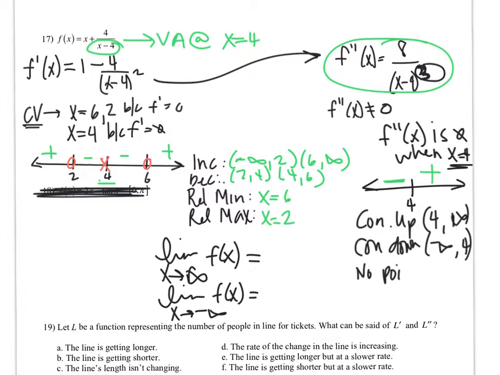So the limit as x approaches infinity of this. Well, as x approaches infinity here, we have infinity plus 0. Why is it plus 0? Well, because this is bottom heavy, and as x approaches infinity here, we get 4 divided by an infinitely large number, so it becomes 0. So that's just infinity plus 0, so it's infinity.